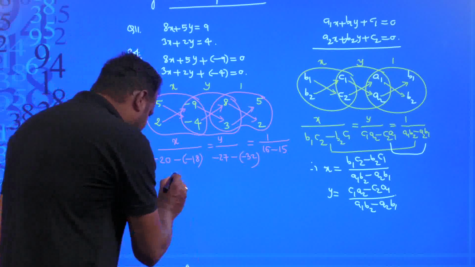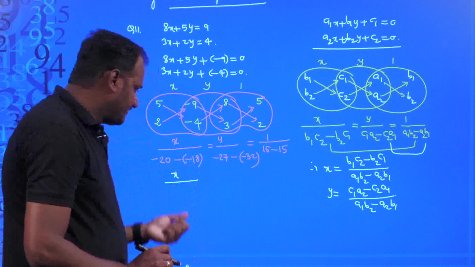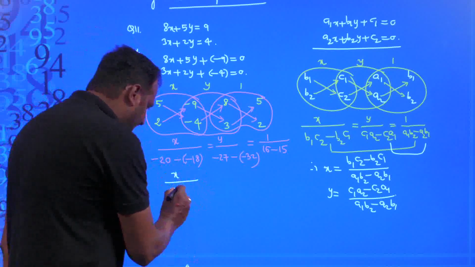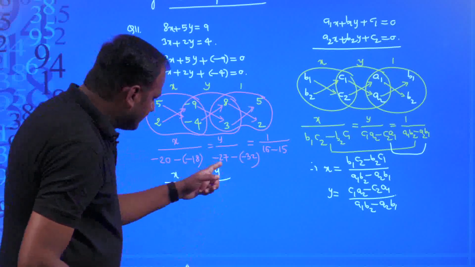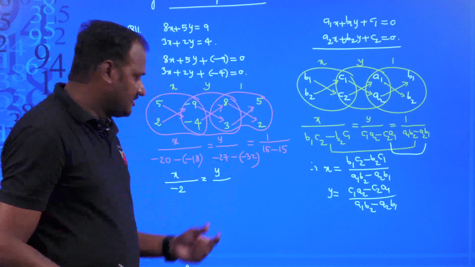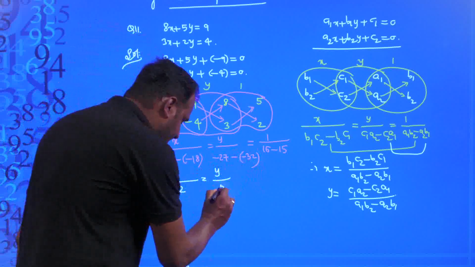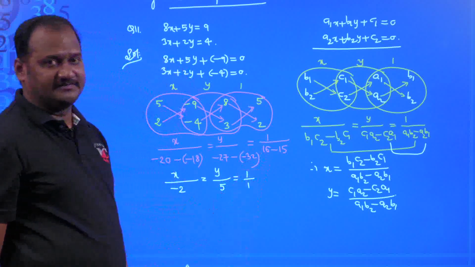x divided by minus 20 minus of minus 18, plus 18. What is minus 20 plus 18? Yes, minus 20 plus 18 is equal to minus 2, which is equal to y divided by minus 27 minus of minus, plus 32. Minus 27 plus 32 is equal to plus 5, which is equal to 1 divided by 16 minus 15, which is equal to 1, right.